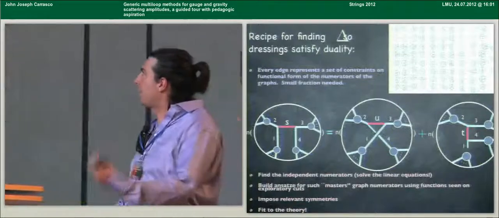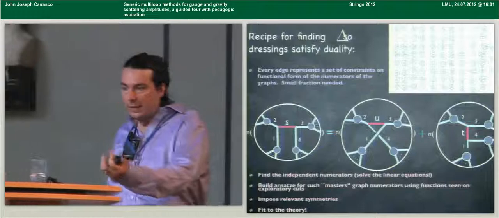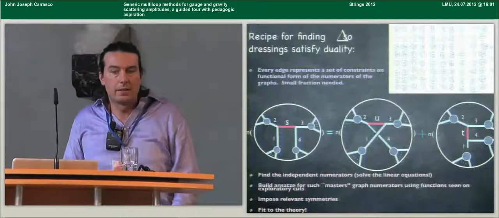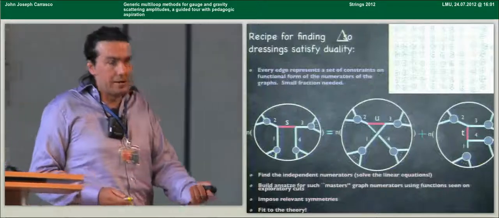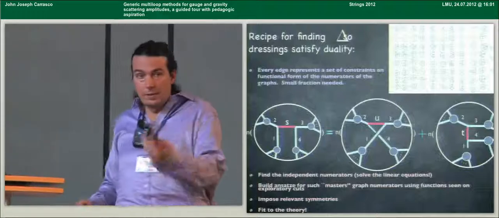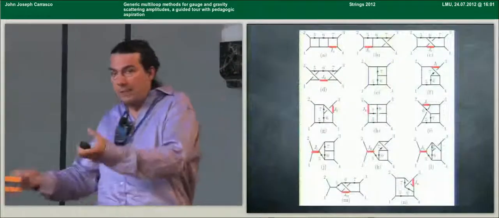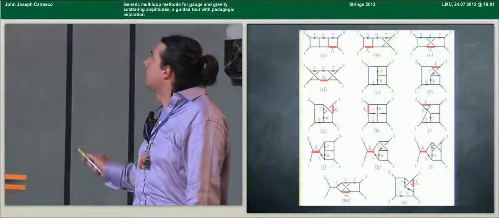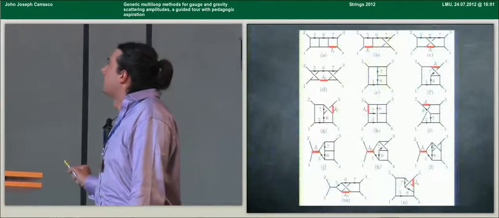You build an ansatz for what those numerators should be using functions seen on exploratory cuts. You impose the relevant symmetries of the graphs, and then you fit whatever remaining freedom to the theory, right? To whatever information from the theory you need. Okay, and so here I said you didn't need all the edges. These are all the edges you need at 3 loops.